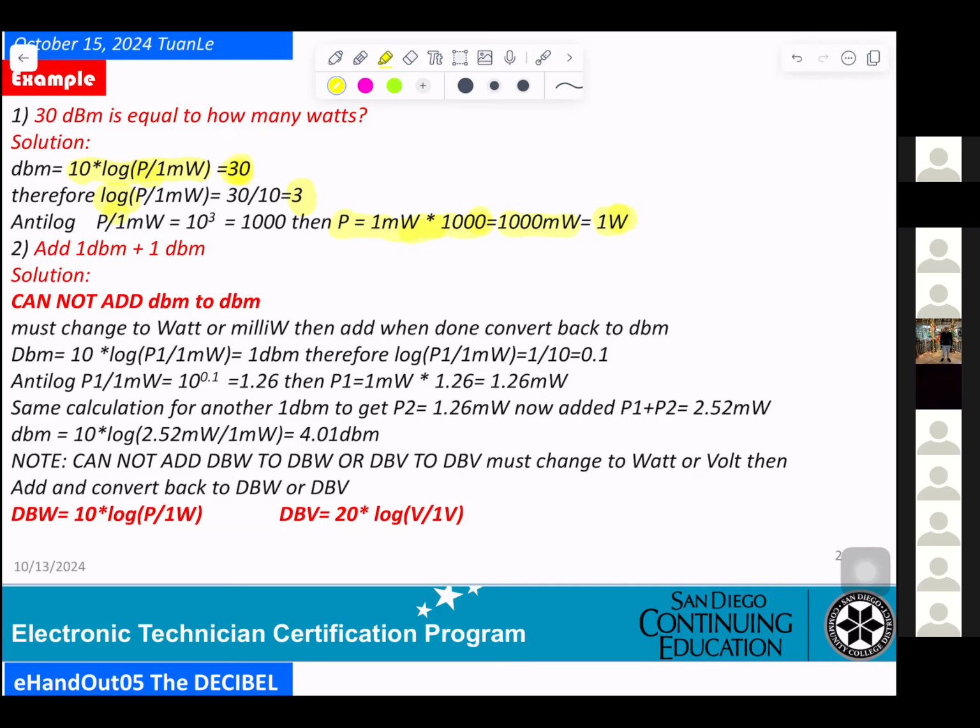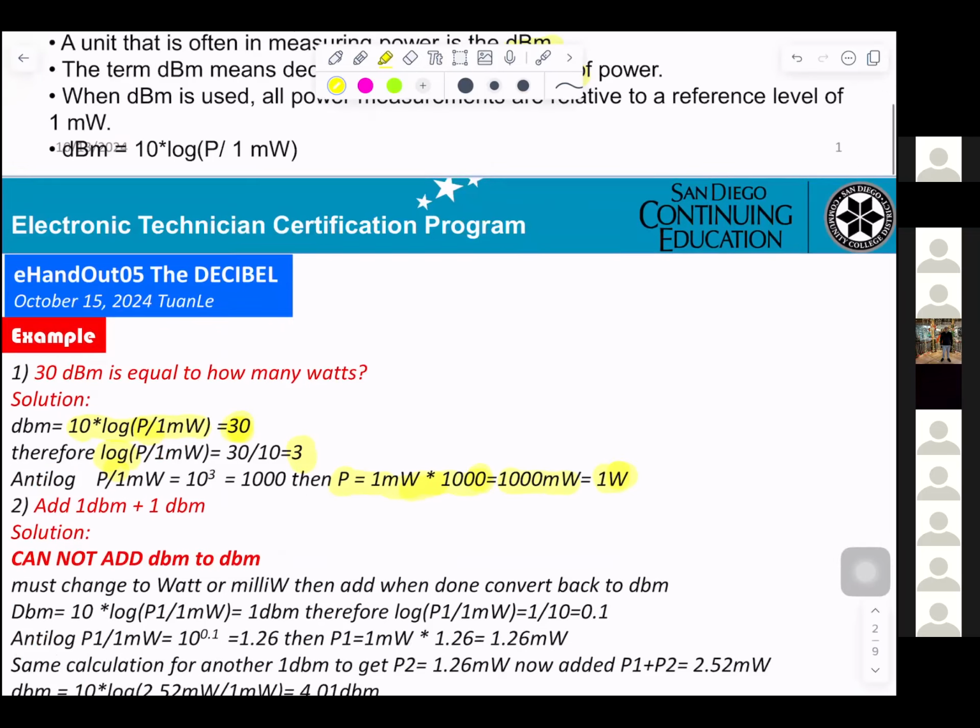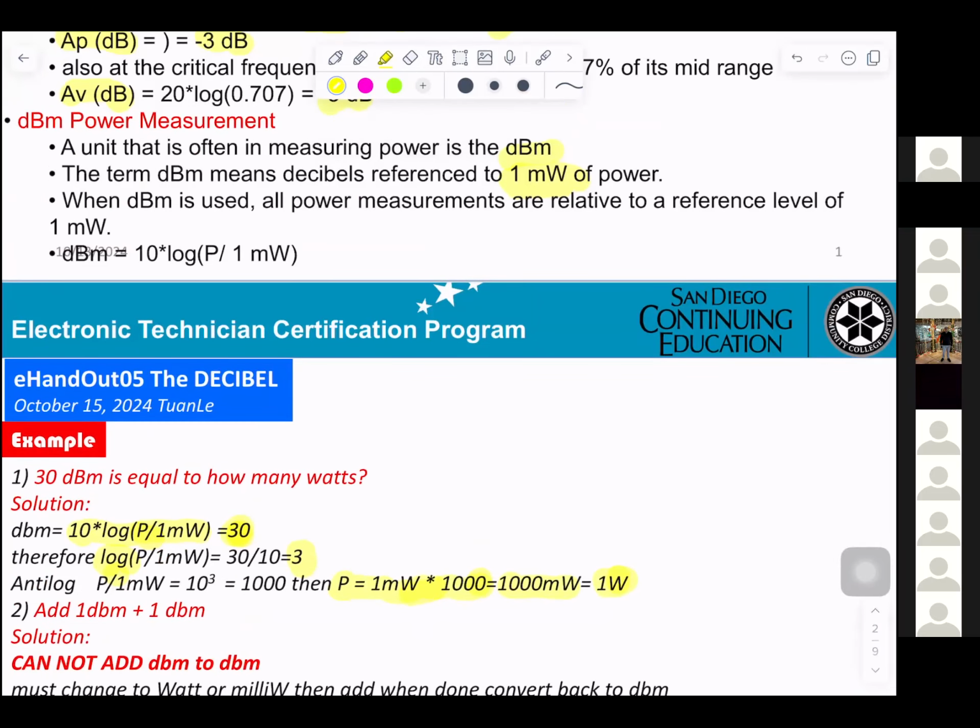Okay, that means if they give you the dBm, then you have to convert it into watts. This is the formula here: dBm equals 10 times log of power divided by 1 milliwatt.